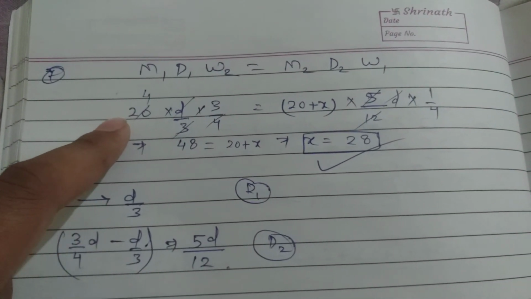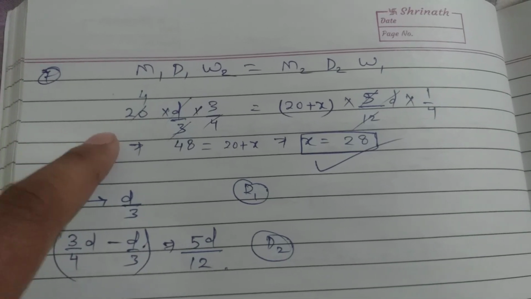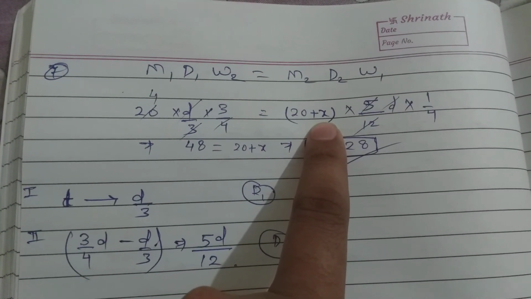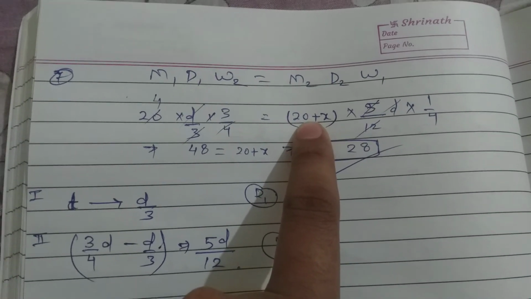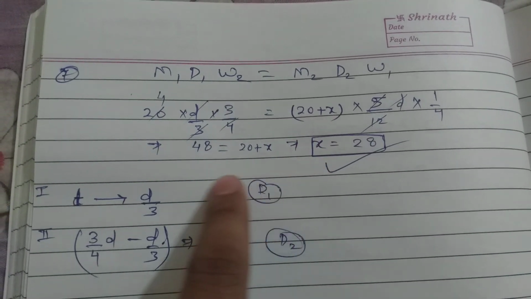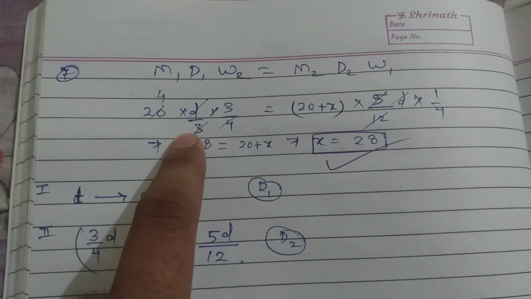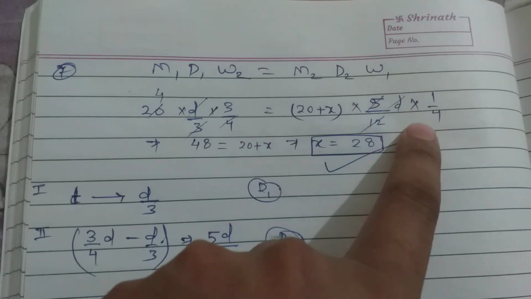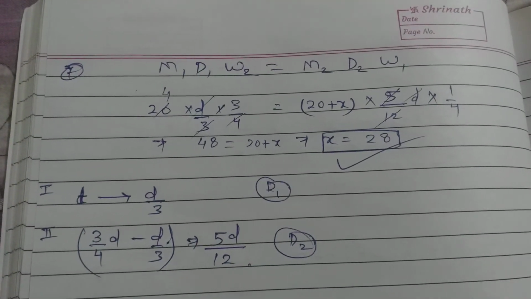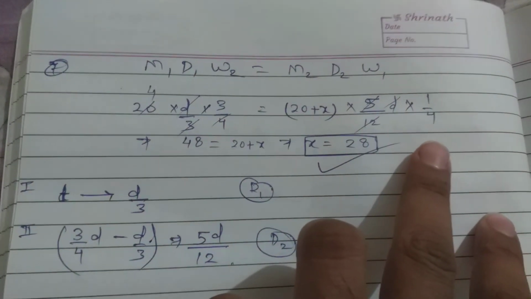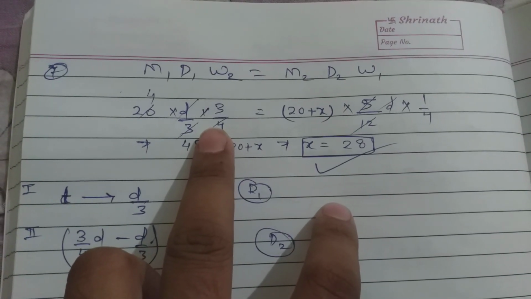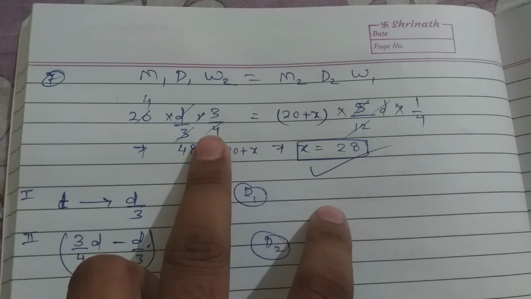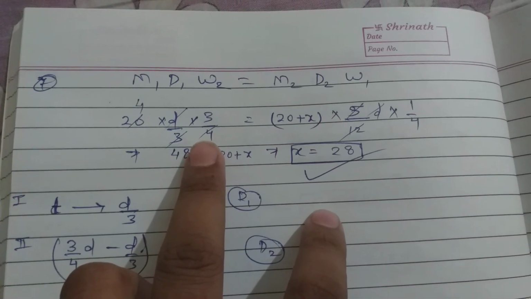So initially it was given that 20 men were there. So let us consider that X more men will be required. So men in the second case will be 20 plus X. Initial time is given as D by 3, and initial work, that is W1, is given as 1 by 4, and work in the second case is also given, that is W2, it is 3 by 4.